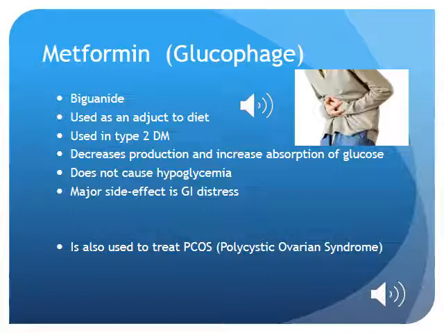Metformin is given by the oral route and has a slow onset with a peak of 2 to 2.5 hours. It lasts for 10 to 16 hours.